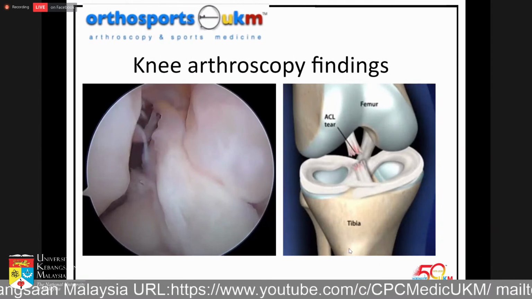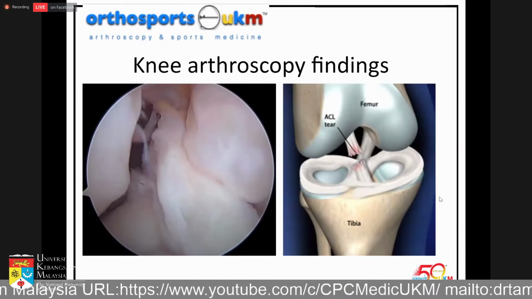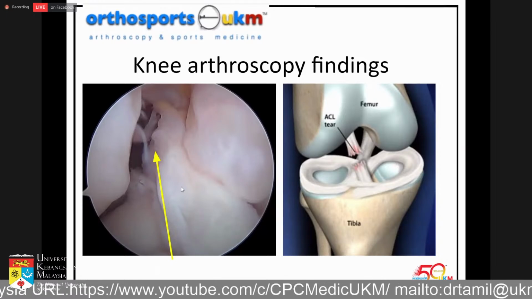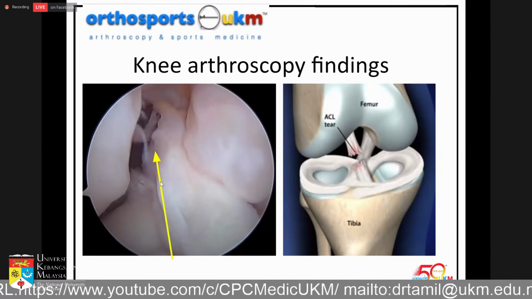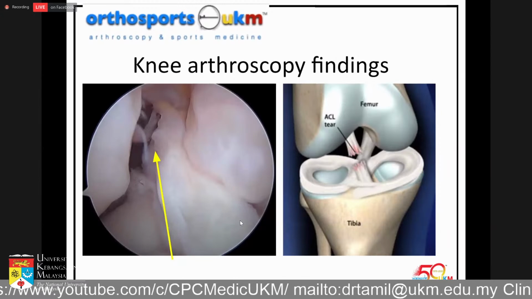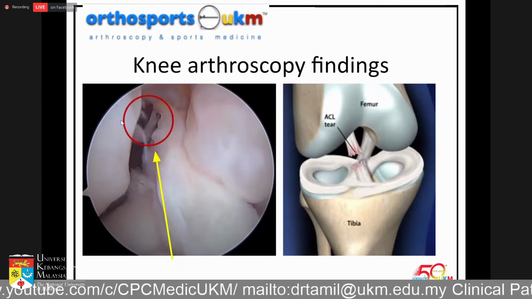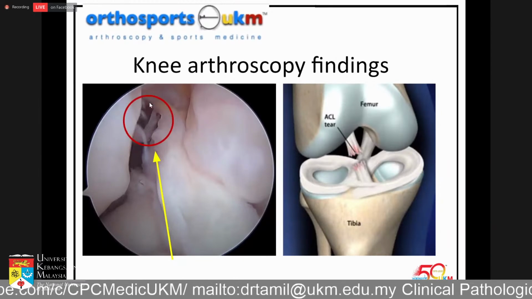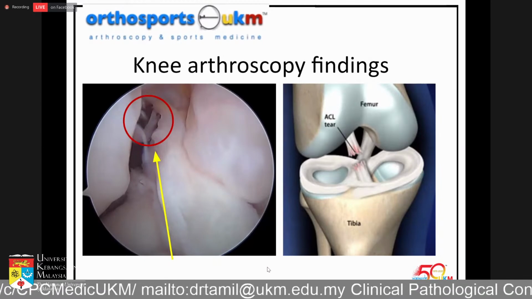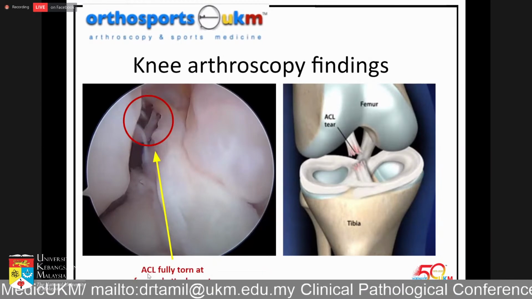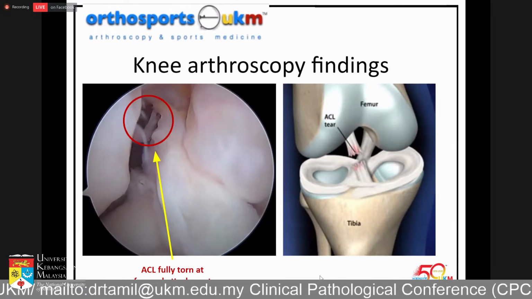So these are the arthroscopic findings for our patient. As you can see here at the yellow arrow, this is the ACL, and it is completely torn from the femoral attachment site. So the ACL is fully torn at the femoral attachment.